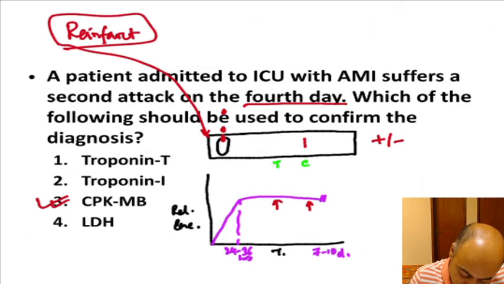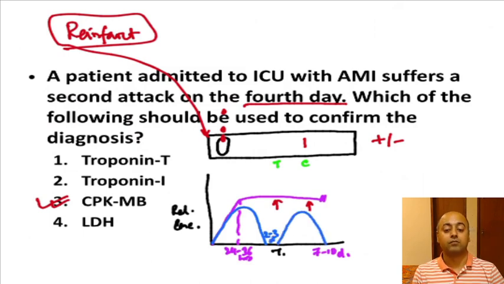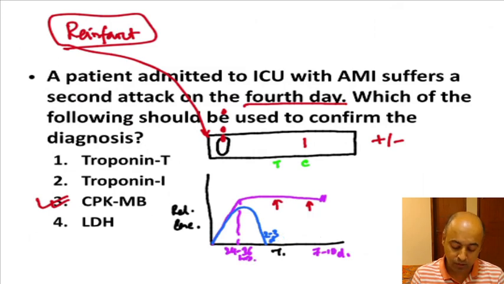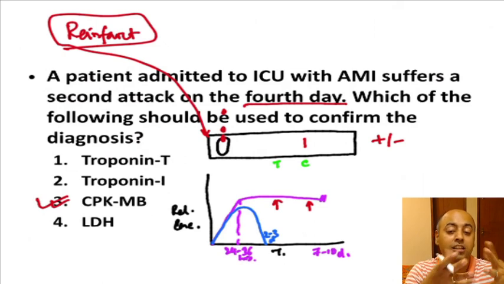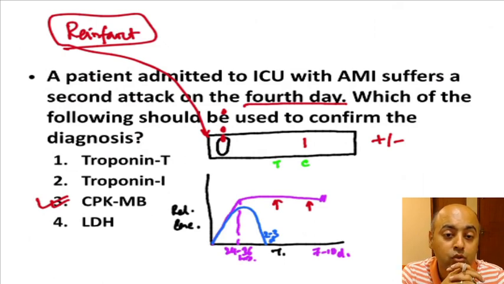Why? Because it reaches the baseline within 2 to 3 days. So on day 4, if MI is there, it will rise again. If there is no MI, then there is no CPK-MB, so if you try to measure it, the values will not be elevated. So for re-infarct, you cannot make use of the CARD test.